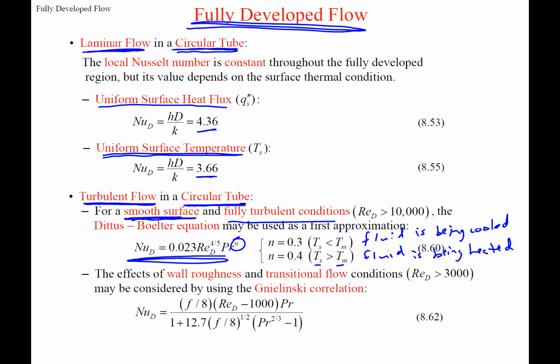That's a small detail, but it's one I see as a mistake quite a few times, because you might just grab it from another problem and it might have used 0.3 or 0.4 and the temperatures were different. It was a cooling problem and you're now doing a heating problem. Now if it's not a smooth surface, it has wall roughness, we have to use an equation for the Nusselt number that has the friction factor in it. And we can get our friction factor different ways, with the Moody diagram.